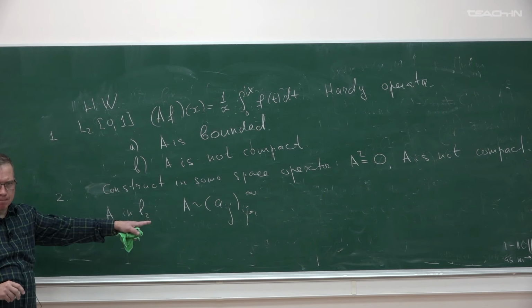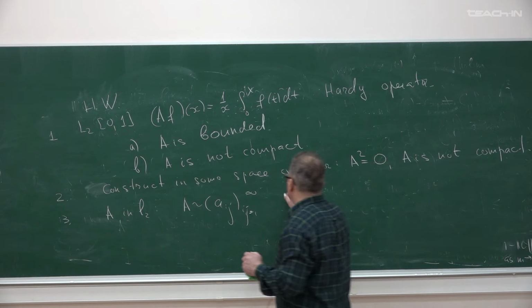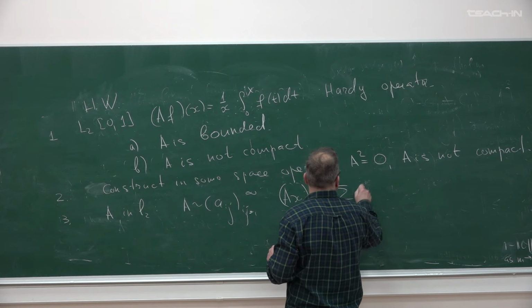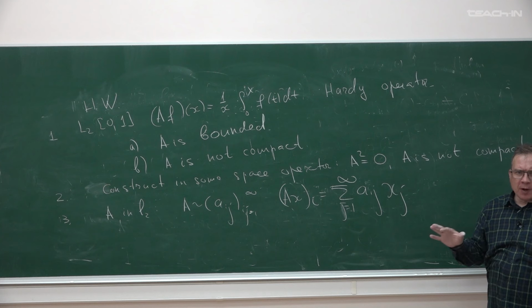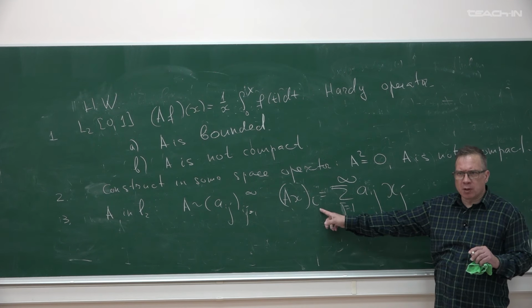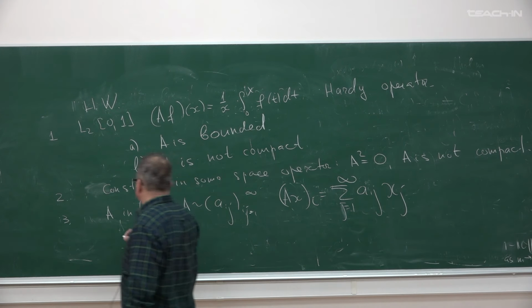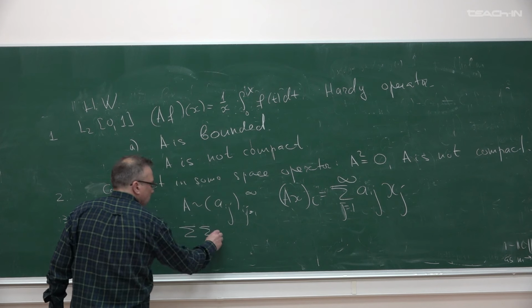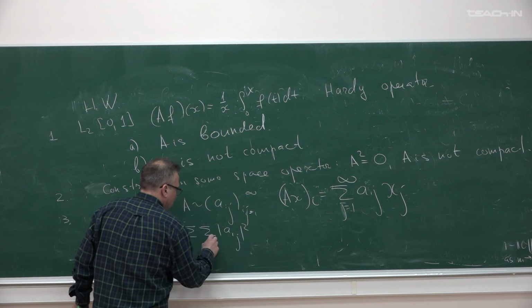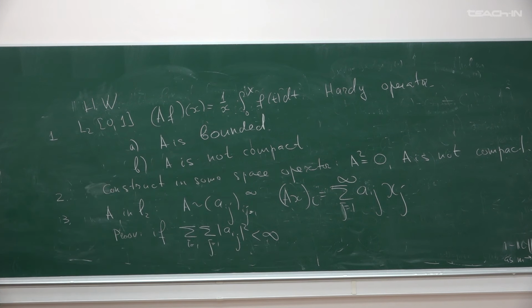The operator is given by a matrix. In small l2, the operator is given by an infinite matrix, infinite to the right and down. The coordinates of Ax are, as in the finite dimensional situation, found in the following way, but the sum is infinite. So it is an operator in l2. Prove that if the matrix has the same property, then the operator is compact.